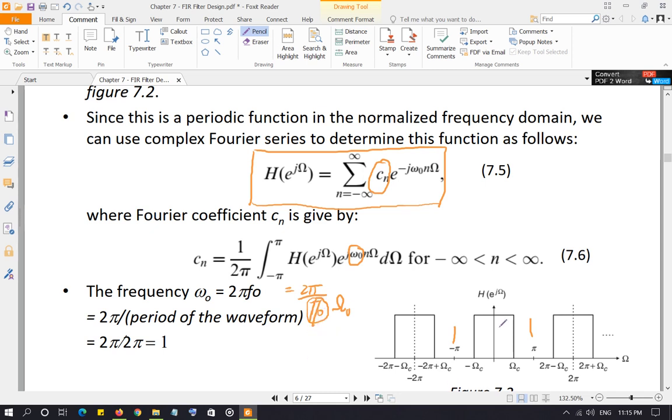So instead of calling it T naught, let's call it omega naught, because again the frequency scale is normalized frequency omega. So omega naught is 1 period on the scale of omega, and 1 period is equal to 2 pi. So you're going to have the frequency omega naught, 2 pi over 2 pi, which is equal to 1. So this omega naught is going to be 1 over here.